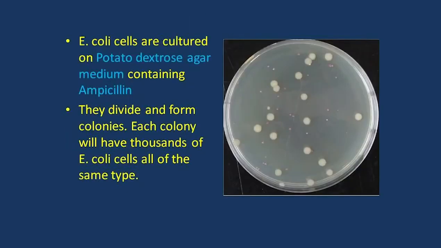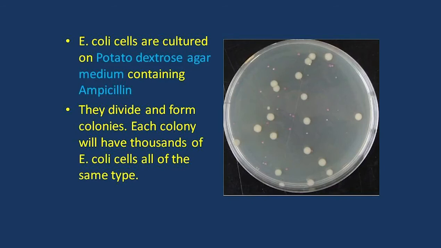E. coli cells are cultured on potato dextrose agar medium, which is the usual medium used to culture bacteria, containing the antibiotic ampicillin. The E. coli cells divide and form colonies. Each colony will have thousands of cells in it, all derived from one E. coli. The colonies are white in color and they project from the medium like this.